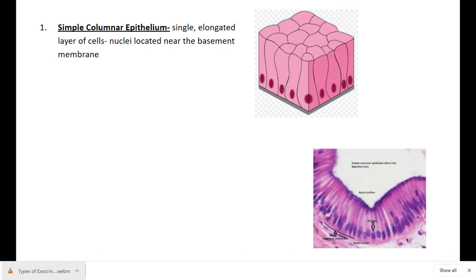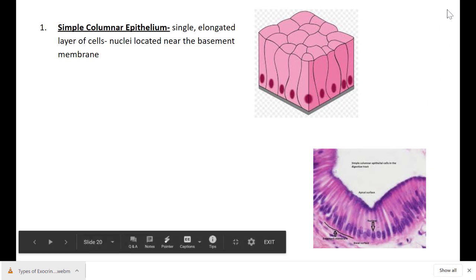Next I have simple columnar epithelium. Simple columnar means elongated cells in one layer, but you notice that the nucleus of these cells is close to the basement membrane. That is a very important distinction of these. The nucleus is near the basement membrane, and you can see it in the photograph down here.